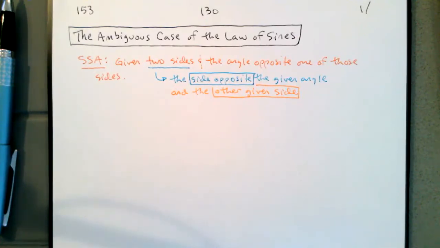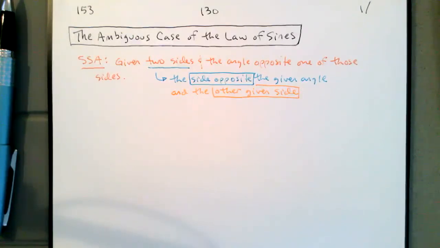So I'm going to refer to the two sides. Since one of them is the side opposite the given angle, sometimes I'll just abbreviate that by saying side opposite. And then I'll refer to the other given side. It's not really fair to the other given side that it's just the other given side, but it's the other one. So we have the side opposite the given angle and the other given side.